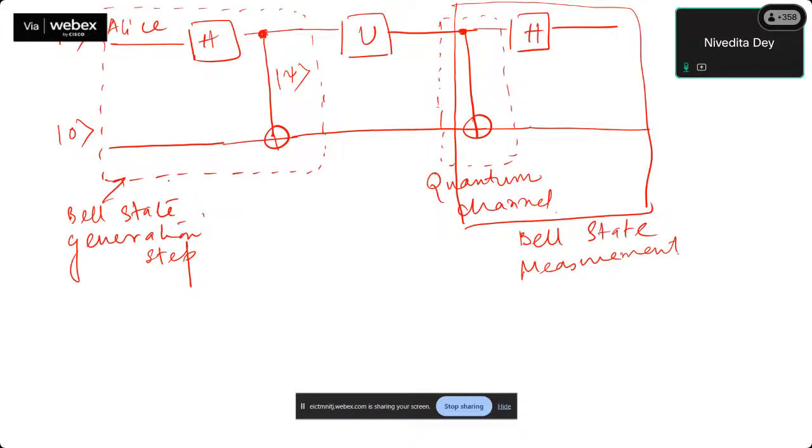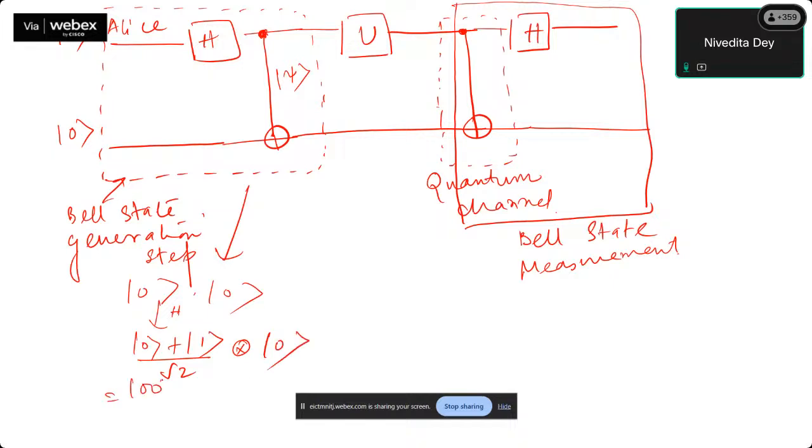So here initially it is nothing but 0 and 0 was there. I Hadamard the first one. So it will be 0 plus 1 by root 2 product 0, which is nothing but 00 plus 10 by root 2. Then on CNOT, it will be simply 00 plus 11 by root 2, right? So the entangled state that Alice and Bob share is this thing.